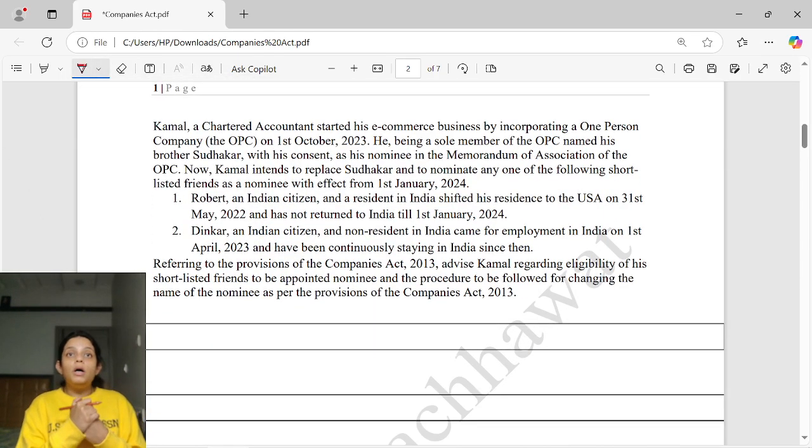When it comes to the Companies Act, there are technical terms. So you cannot miss out those technical terms. You have to be very careful while you're writing the answer. So you have to be very, very careful when you're writing the answer in Companies Act, especially in types of companies.